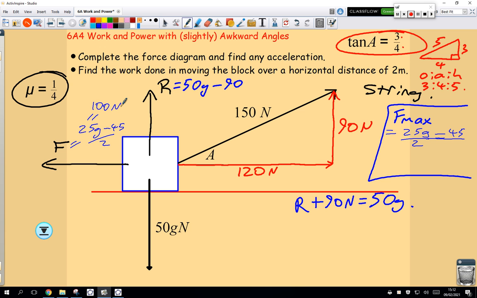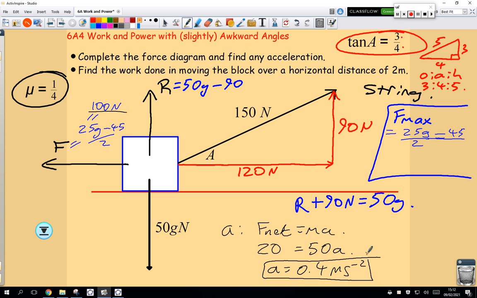So I want to find any acceleration. Well, any acceleration is going to be found using the equation F net equals ma. The net force here is going to be 120, subtract that 100, well, that's going to be 20 newtons, and that's going to equal the mass of the object. Well, if its weight is 50 g, its mass has to be 50, and that's times a. Okay, so the acceleration we can work out there is going to be 20 over 50, which is 0.4 meters per second squared.